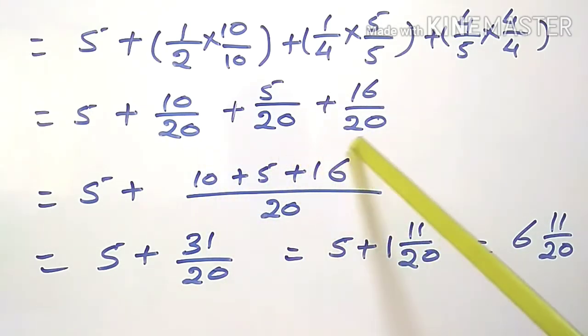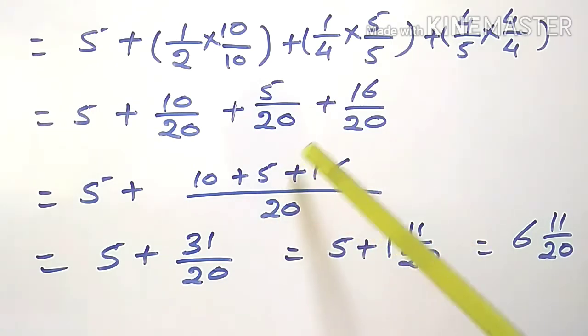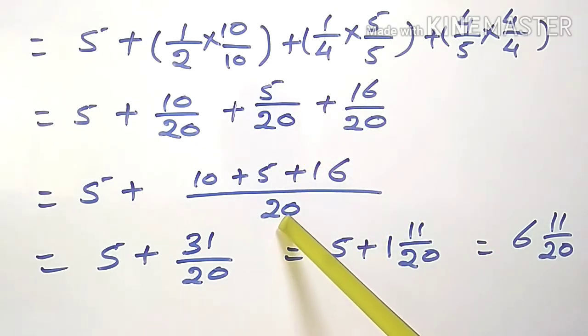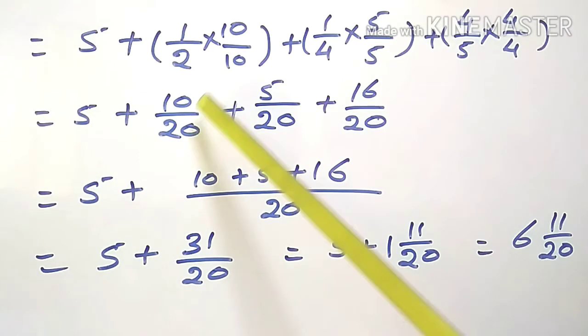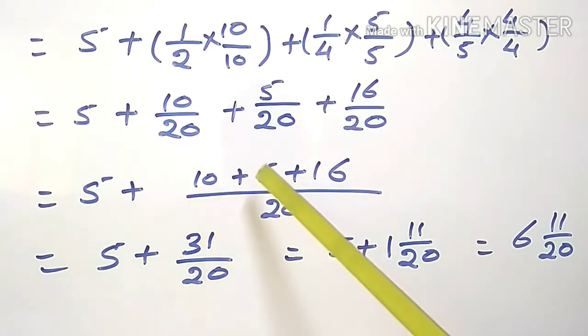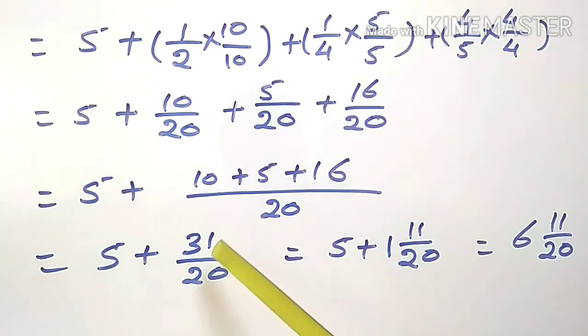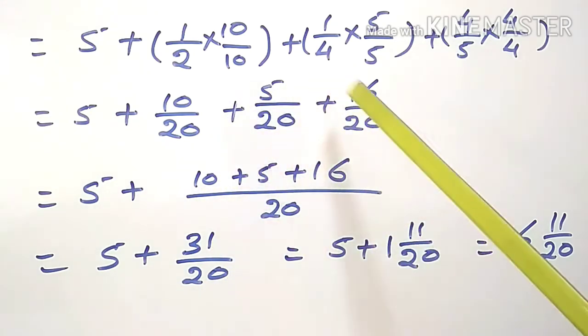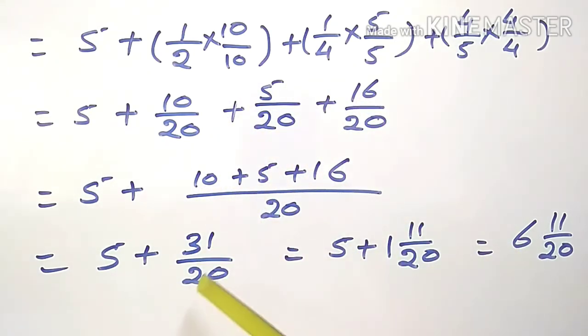Now all these are like fractions. So for adding like fractions, write the common denominator 20 and add the numerators. 10 plus 5 plus 16. It is 31. 31 upon 20 is the sum of these fractional parts. 31 upon 20 is an improper fraction. So divide 31 by 20. It gives one whole number 11 by 20.